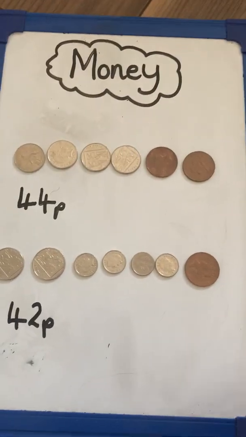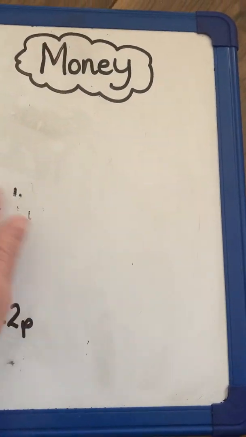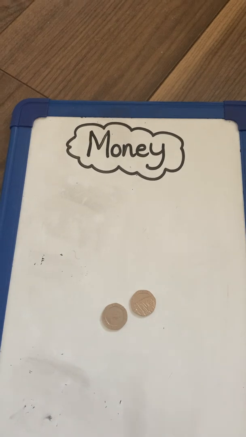Let's see if we can do some trickier ones now. I'm going to see what else I can put on here. I'm going to add some different coins now and see how we can use them. Let me find where they are. There we go.